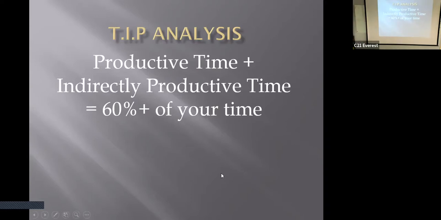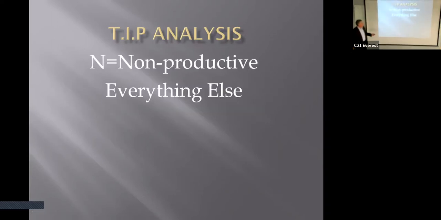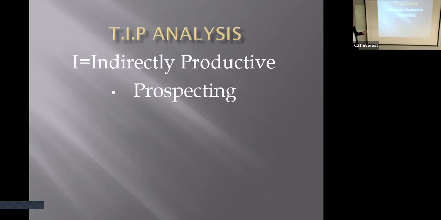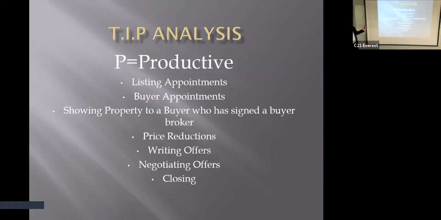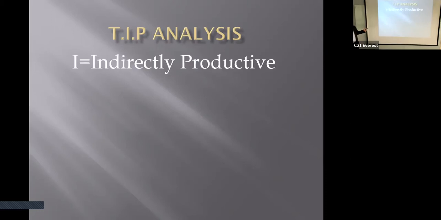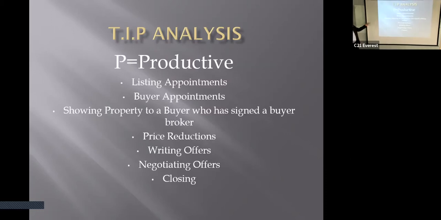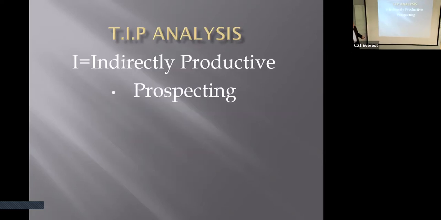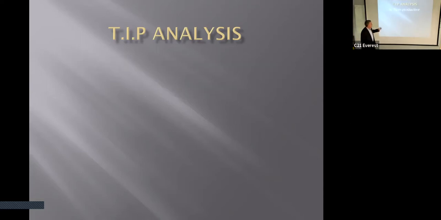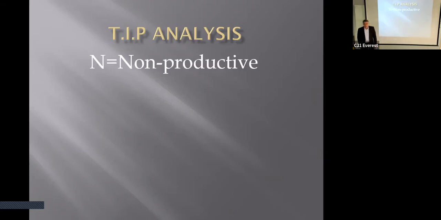Okay, there we go. So I would write down what I did, the activity that I had done, and then I would look at it and say, was it productive? Was it indirectly productive? So if it was one of these items, I would put a little P next to it for productive. If I was prospecting, I would put an I next to it for indirectly productive. If it wasn't any of those things, I put an N next to it. Okay.